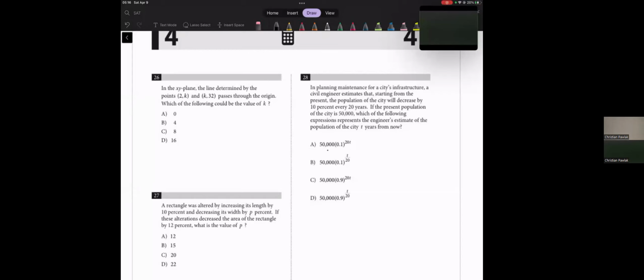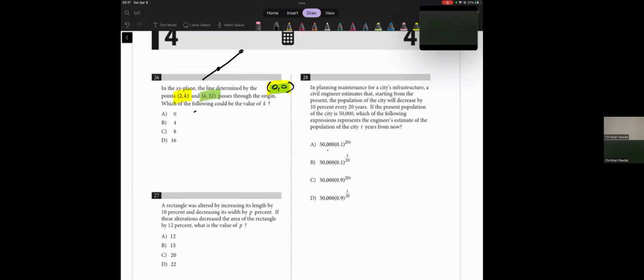Actually, I have 3 points because it says it goes through the origin, so you know it goes through (0, 0). And which of the values can be the value of k? Well, if it has to go through all 3 points, the slope between one point and the origin and the other point and the origin all have to be the same. So I'm going to find the slope between these 2 points, and then find the slope between these 2 points, and then set them equal to each other, because they're all on the same line, so they all have to have the same slope.